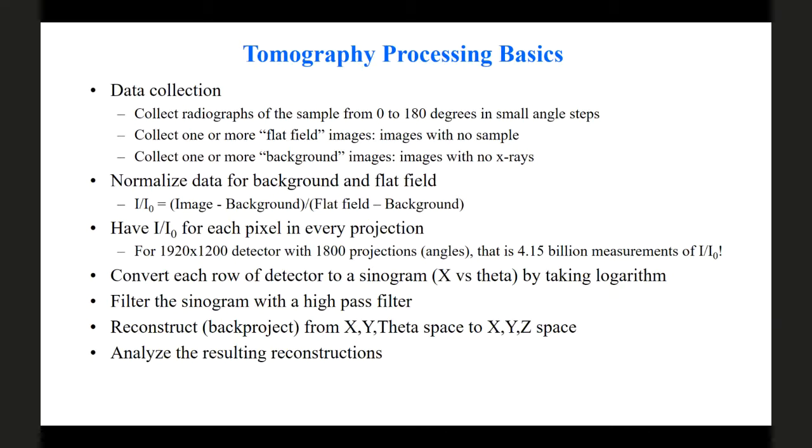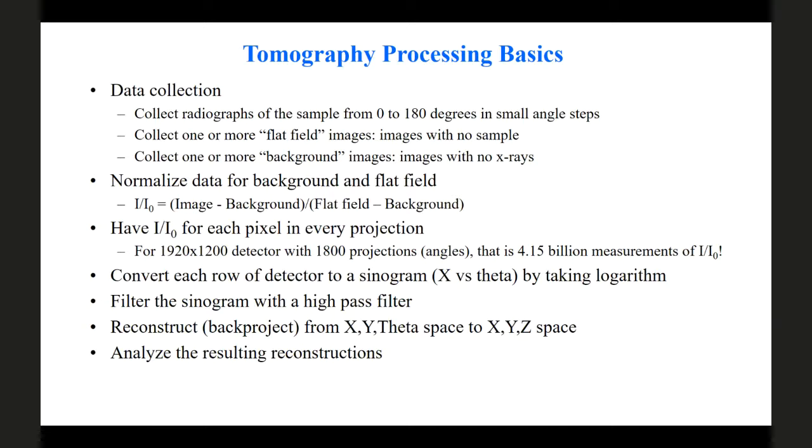So now what we need to do is compute I over I zero, which is image minus background or dark field, divided by flat field minus background. So then we're going to have I over I zero for every pixel in every projection. With this detector, we got 1920 by 1200 pixels, 1800 projections. So we've got 4.15 billion measurements of I over I zero, at different places in the sample.